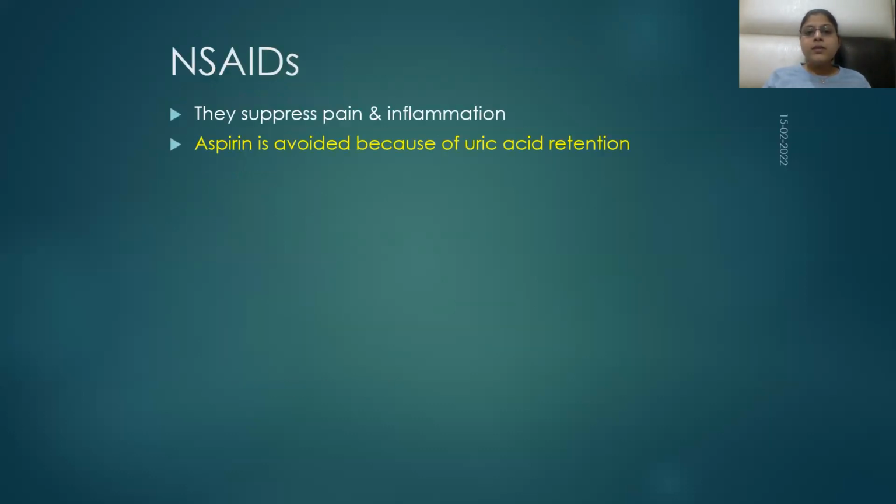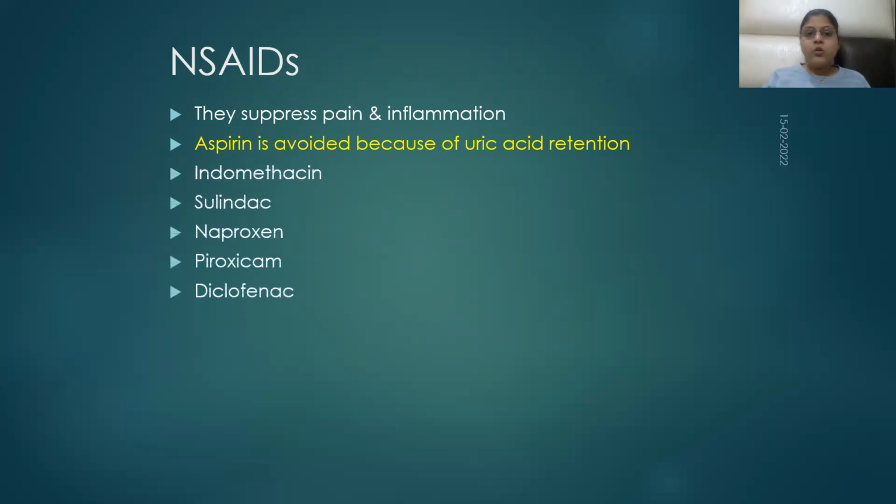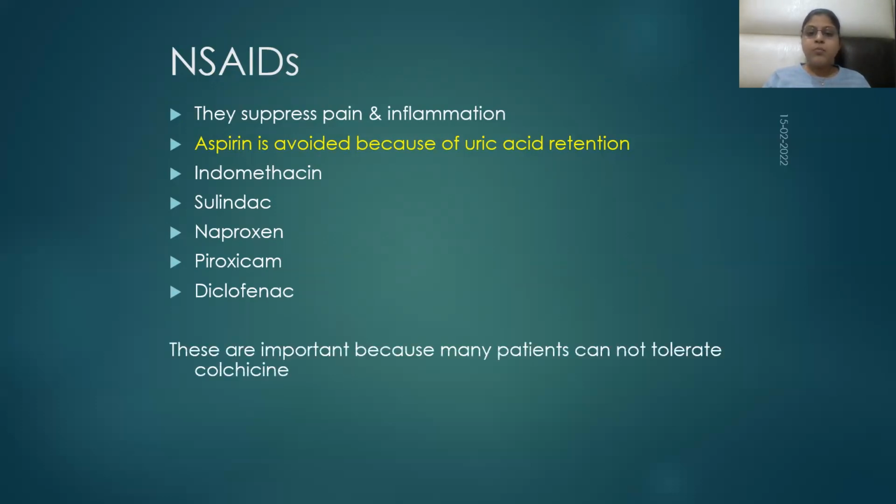Since NSAIDs suppress the pain and inflammation, aspirin is avoided because it causes uric acid retention, which decreases the uric acid excretion. It causes hyperuricemia, so aspirin is a drug which is avoided. Indomethacin, sulindac, naproxen, piroxicam, diclofenac are the other NSAIDs which reduce the pain and inflammation. These are important because many patients cannot tolerate colchicine, which is used as the drug in acute gout.